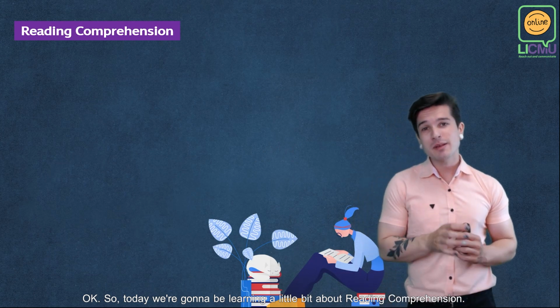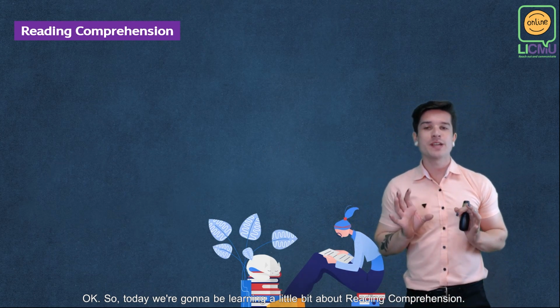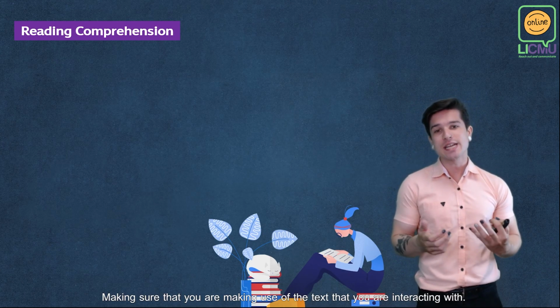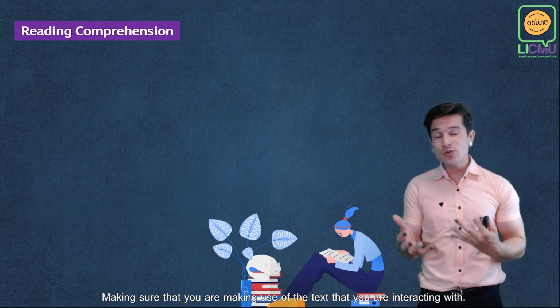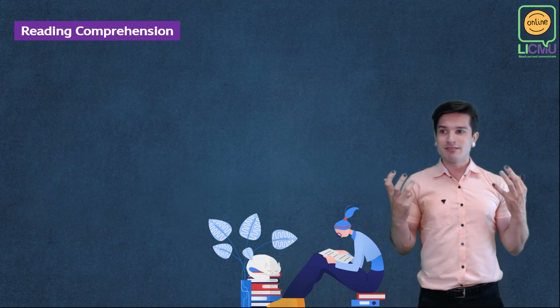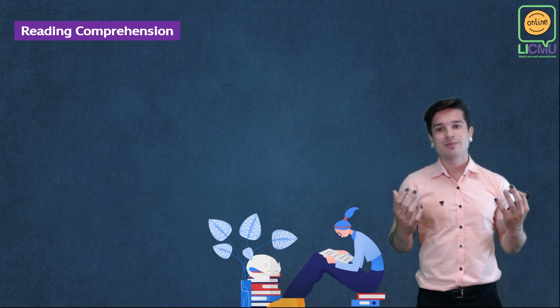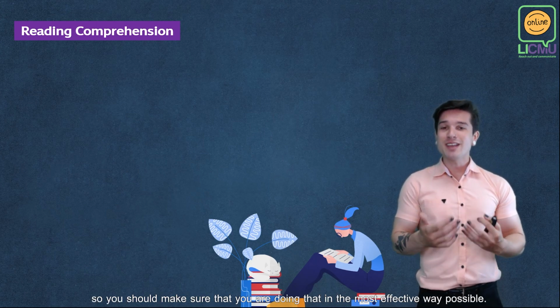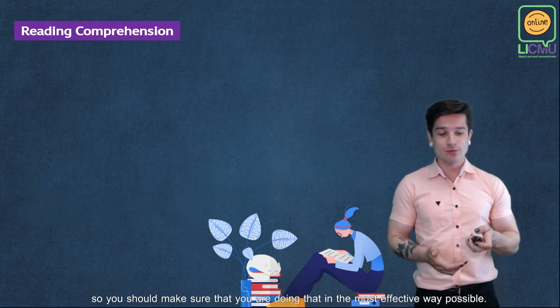Okay, so today we're going to be learning a little bit about reading comprehension. Reading comprehension is understanding the things that you read, making sure that you are making use of the text that you're interacting with to the most effectiveness they can be. When you are in university, you're going to be reading a lot. So you should make sure that you're doing that in the most effective way possible.